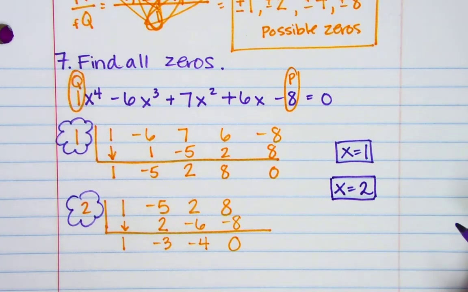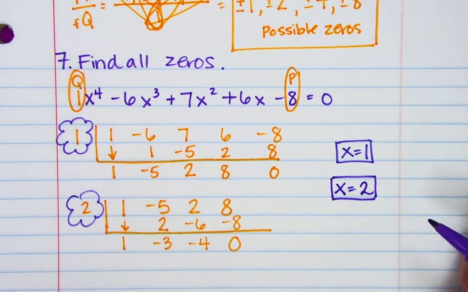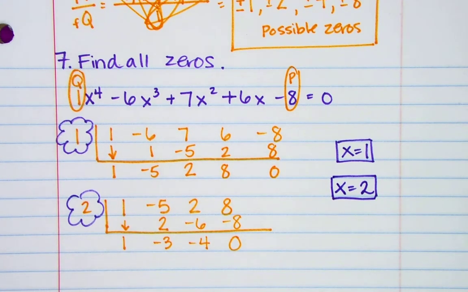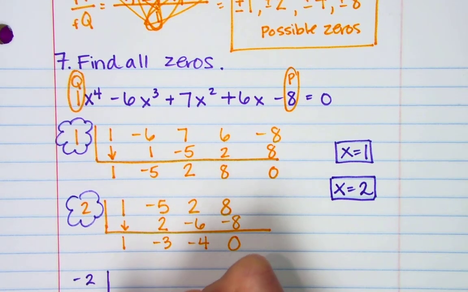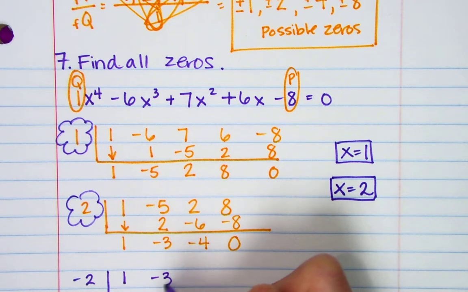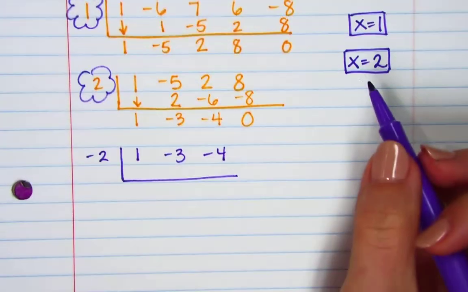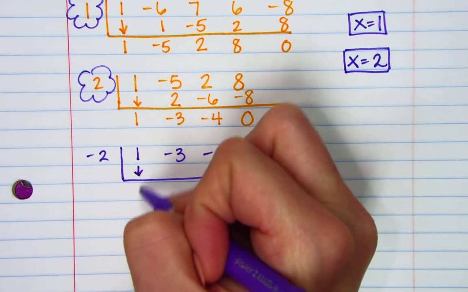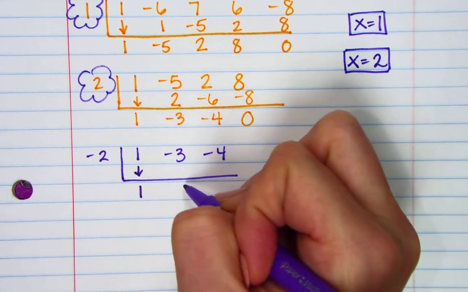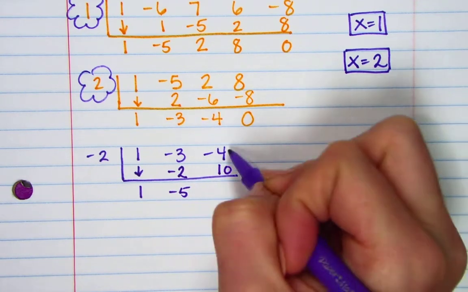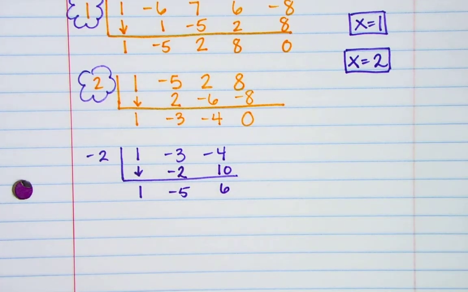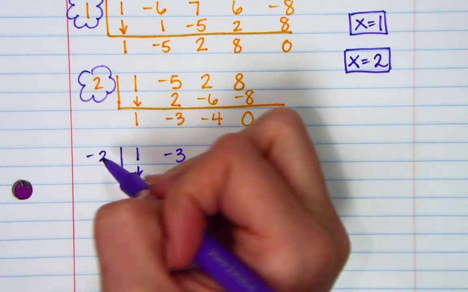Alvaro says he wants to try -2. Okay, let's try -2. We got just this left. All right, we'll try -2 with 1, -3, and -4. -2 times 1, -2, -5, 2 to 6. All right, it's okay. That's what you're doing. It's guessing and checking. So -2 didn't work.